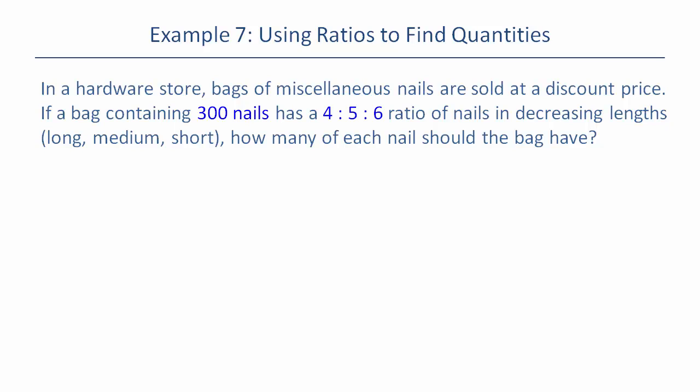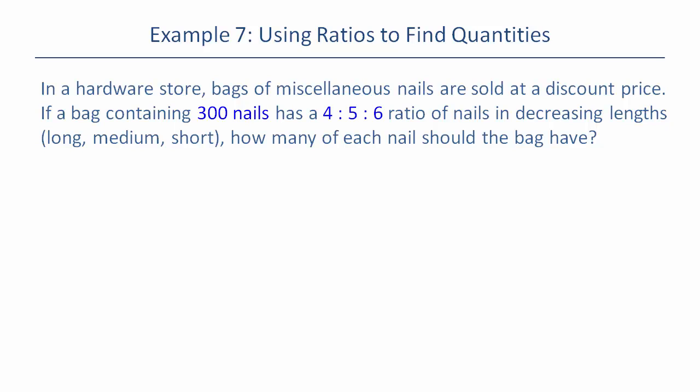Okay, our last example, same type of thing. Only now instead of telling us how much of one item they have, they tell us how much of all of the items we have. So we have a bunch of bags of different types of nails, long, medium, and short, and they're in a certain ratio of 4 to 5 to 6. That means for every 4 long nails, you have 5 medium and 6 short. And if a bag contains 300 total nails and they want to know how much you have of each, well, you could, again, set up your ratios and go from there.